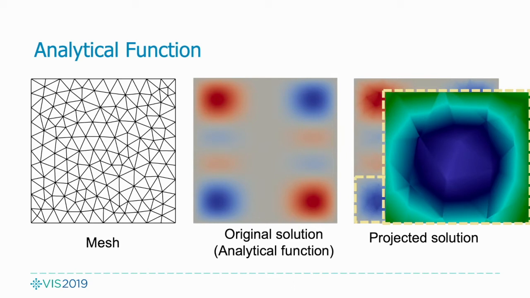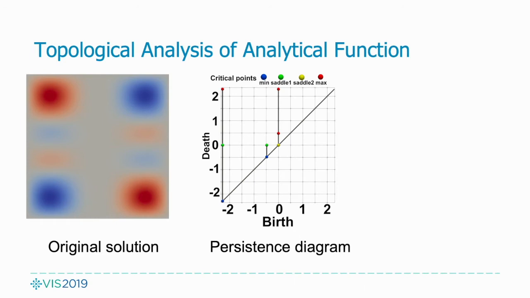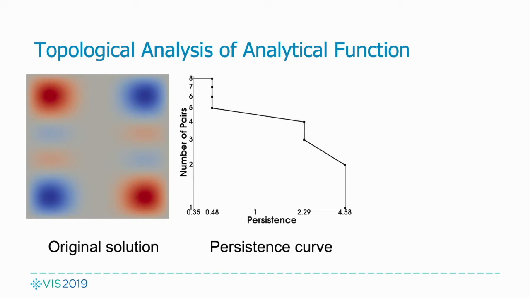So now let's look at the topology of the original analytical solution. Here we have the analytical function for reference. The persistence diagram for the analytical function is shown in the center. In this work, we don't just rely on the persistence diagram, we also summarize the critical points using persistence curves. By using persistence curves, what we are really trying to do is count the number of persistent pairs and understand how persistent they are.